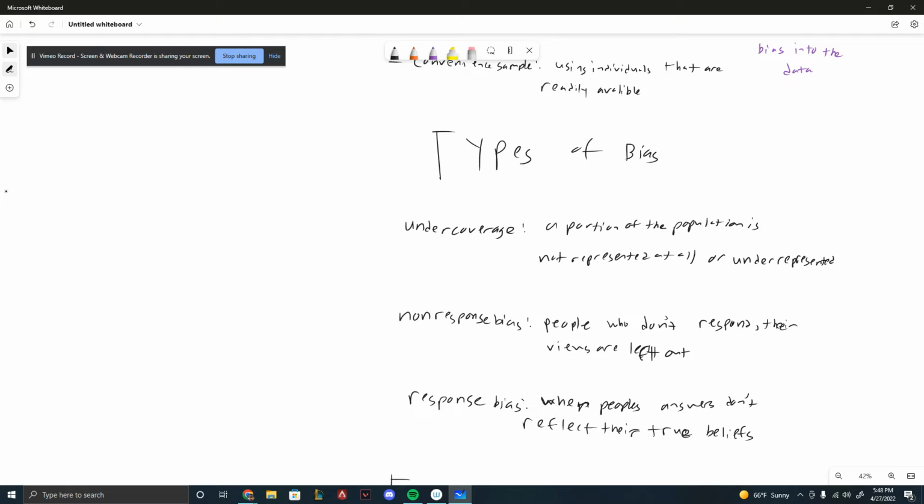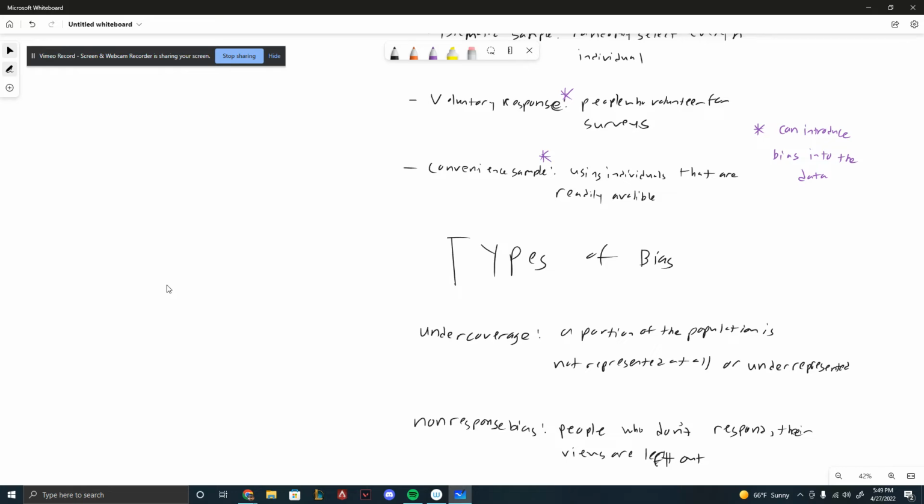And the last kind is response bias. This is when people's answers don't exactly reflect their true beliefs. This usually happens around touchy subjects such as political subjects, laws, things like that, and especially when things aren't anonymous, because we all know it's easier to say things when you have anonymity than when it's directly you.